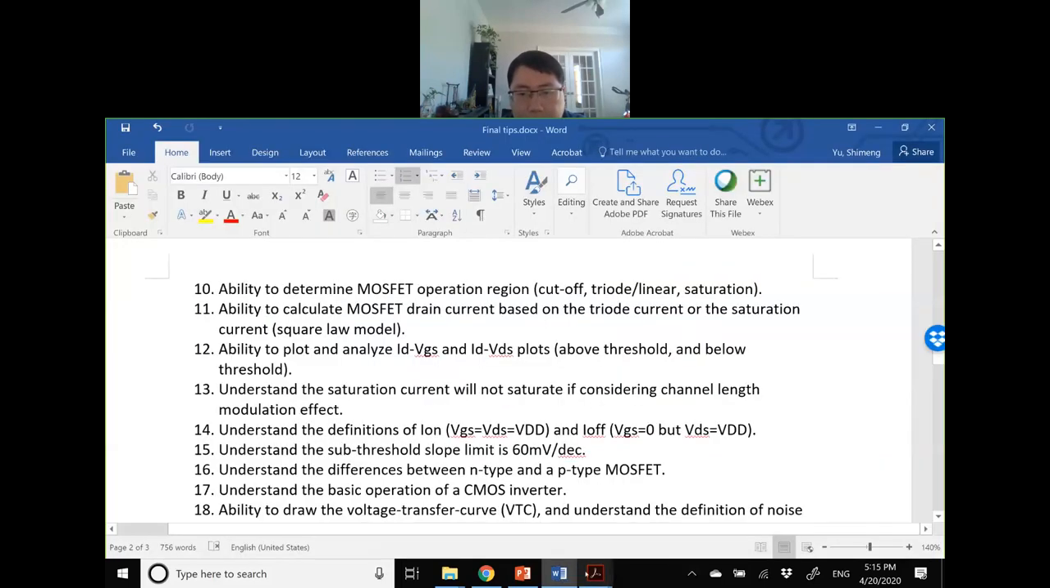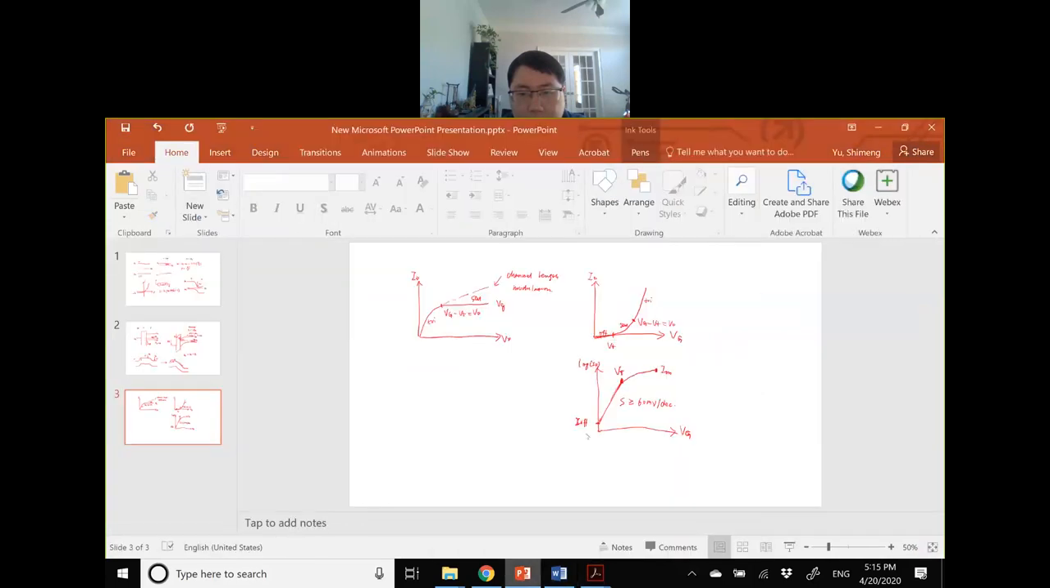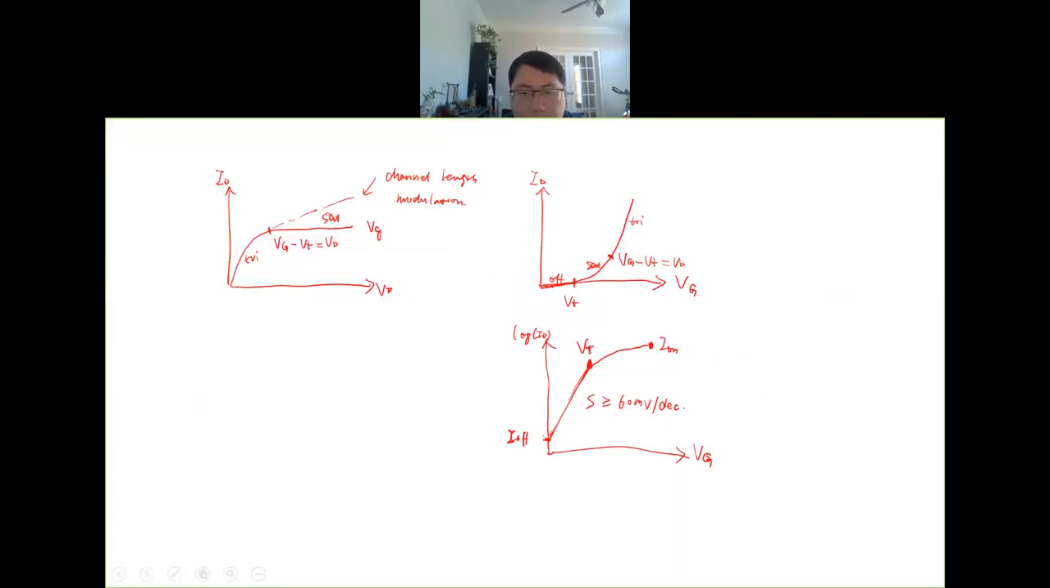And this is the off current. So to answer one of the questions before, if you have lower temperature, you will see the slope will be steeper and your I off will decrease.